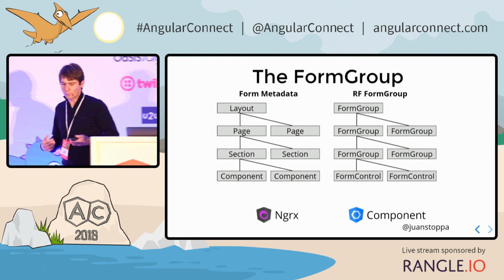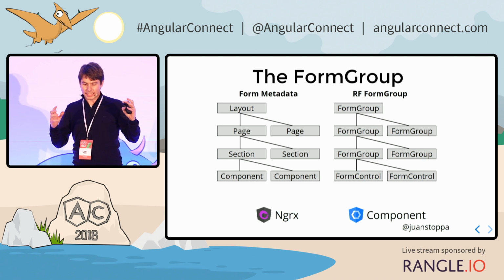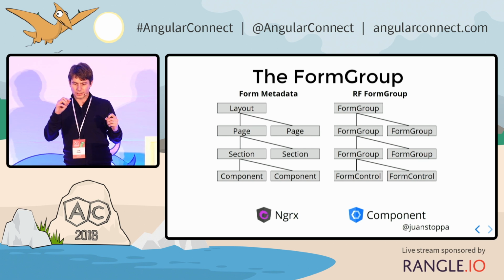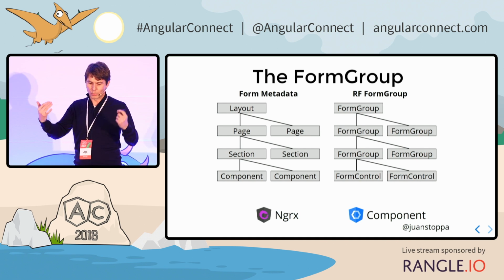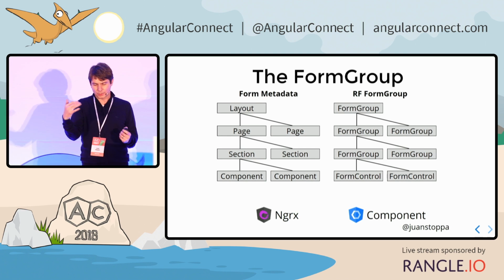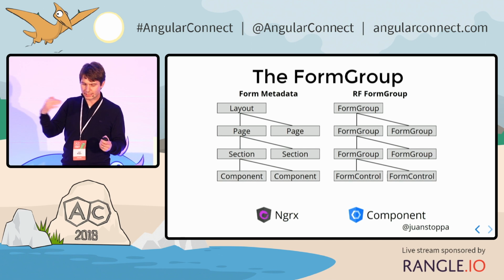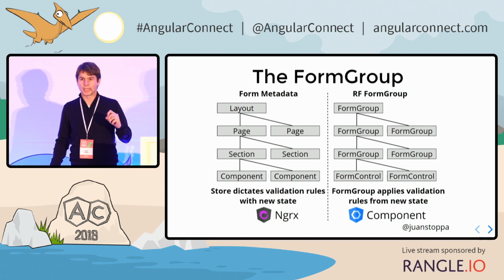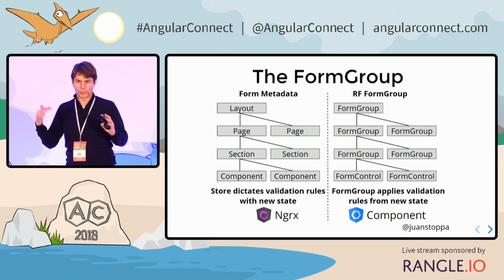And then you have the form group, which is a property of the reactive forms. And it's an identical tree structure of the form metadata. So for every level in the tree, you have a form group assigned. So you will be able to calculate the validation, or validate that component, at that level of the tree. Something very important to take into account here is that the store dictates the validation rules with a new state.